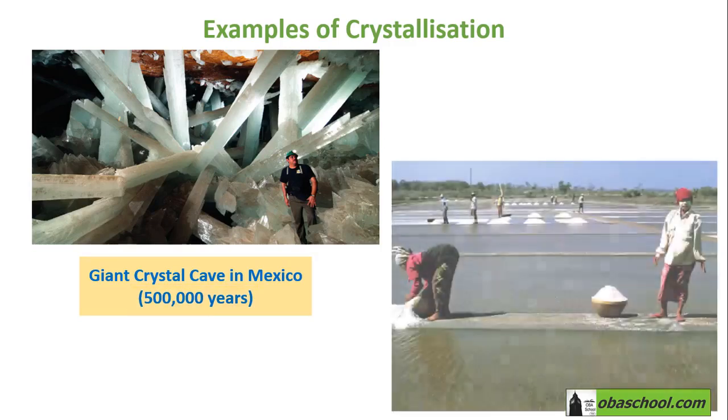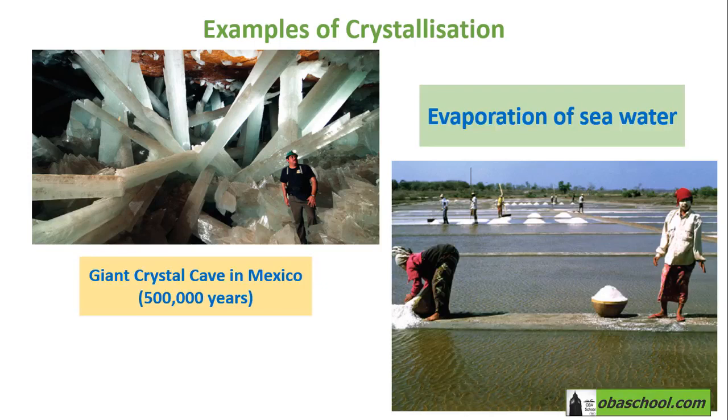Another example is the salt that we use in our food. Salts can be produced by the evaporation of seawater, by the crystallization of seawater. So after we purify the seawater, we can follow the crystallization technique where we evaporate the water and the salt will remain inside our containers. That's how we collect the salt that we use in our food.